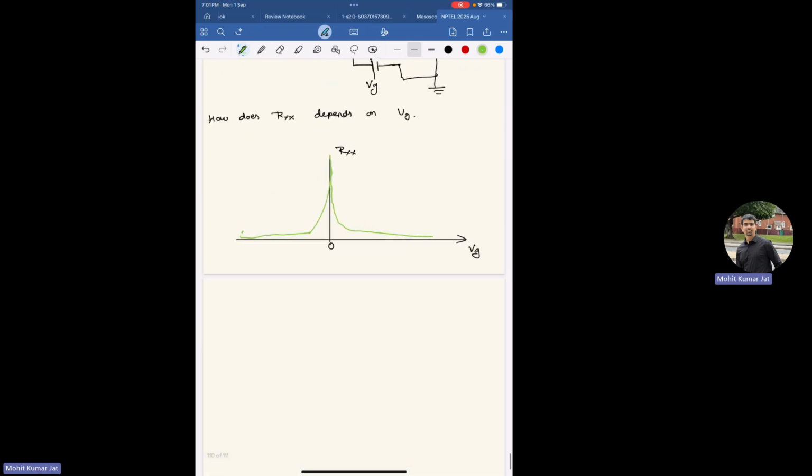So this is the typical resistance response of a graphene device. It's even sharper. Whatever I draw is very broad at high temperatures, but at low temperatures it's very sharp. So ideally, if you see, it will be peaking very sharply, somewhere like this.